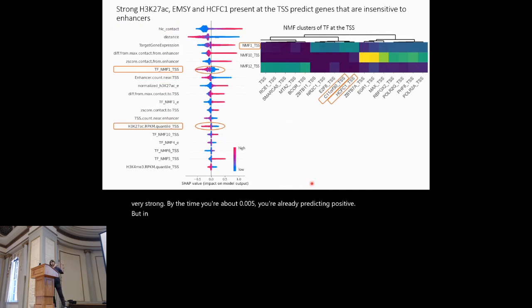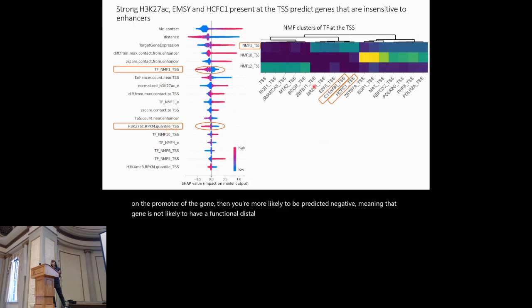But in addition to corroborating the ABC model, we also found some novel insights regarding enhancer-promoter relationships. What we found was that our model can predict the negatives much better than the ABC model. And one of the reasons was that it was picking up signals predicting genes that are insensitive to distal enhancers. So here we're showing you these patterns where the blue value, the stronger that value, the more negative. So the blue being on the right side means that if you have strong histone H3K27 acetylation on the promoter of the gene, then you're more likely to be predicted negative, meaning that that gene is not likely to have a functional distal enhancer.